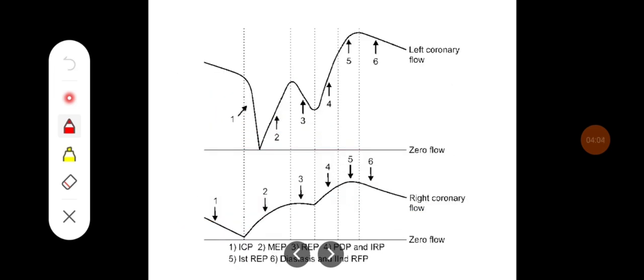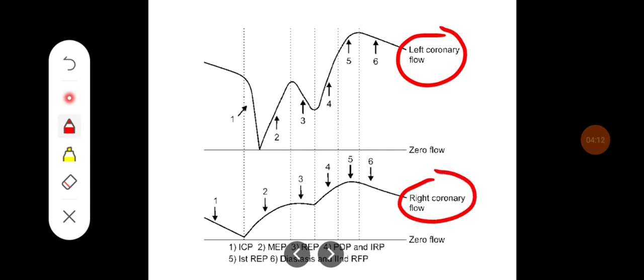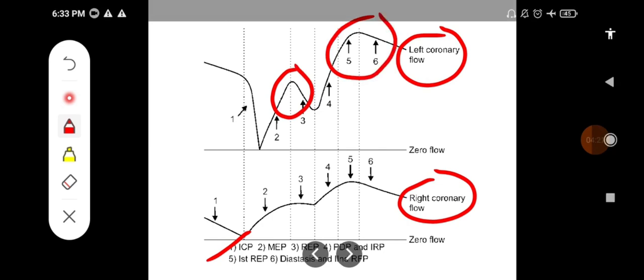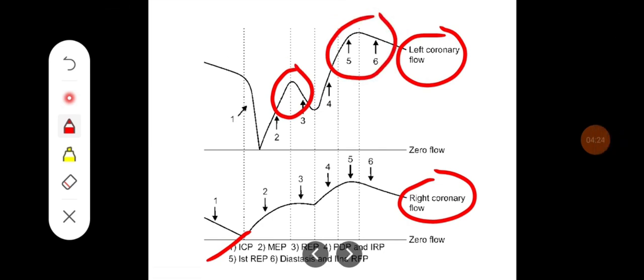So this diagram shows the coronary circulation in the left coronary artery and the right coronary artery during the different phases of the cardiac cycle. You can see that during systole the blood flow is reduced and during diastole the blood flow is increased compared to the right coronary artery.